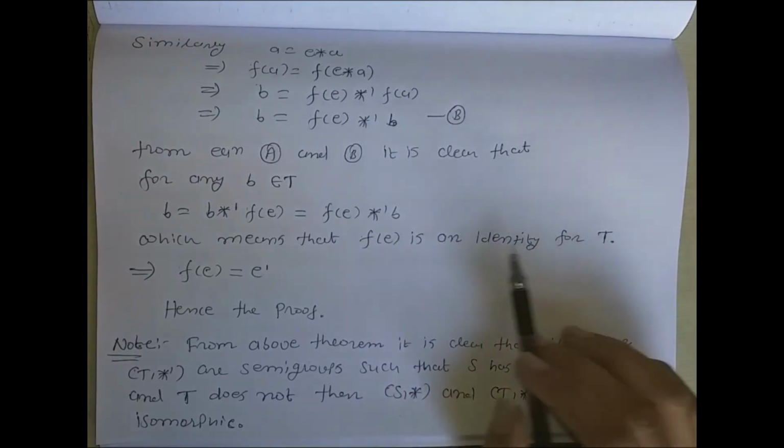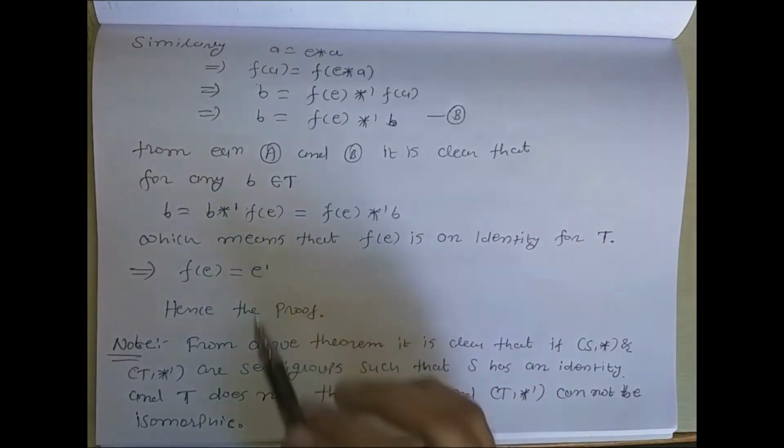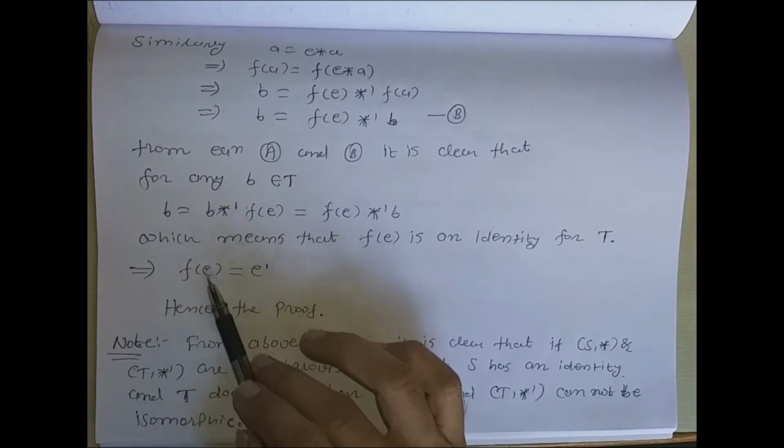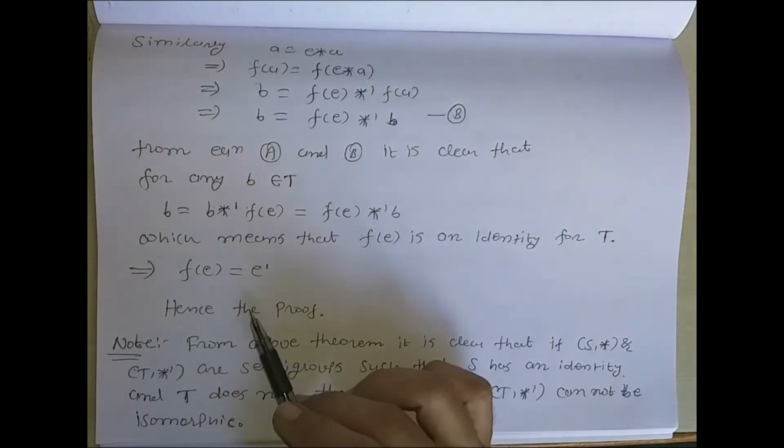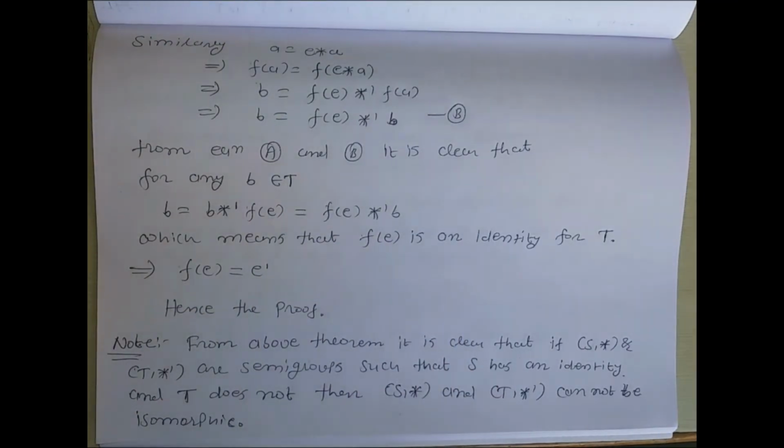That but identity element of T is equal to E dash. So we get f of E is equal to E dash. This is the proof. From above theorem, it is clear that if S star and T star dash are semigroups such that S has an identity and T does not, then S star and T star dash cannot be isomorphic.